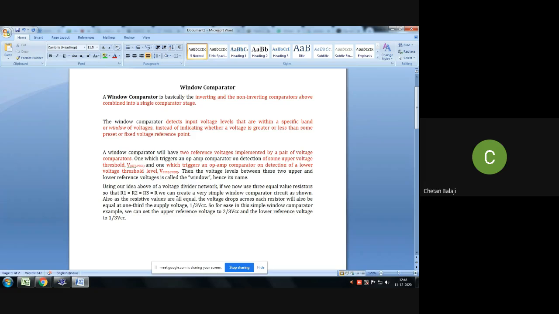Simple concept. If I take 1.5 to 3.3: if my input is less than 1.5, the output will be low. If the input is greater than 3.3, the output is still low. But if my input is in between 1.5 and 3.3, I repeat, if the input is in between 1.5 and 3.3, my output will be high.